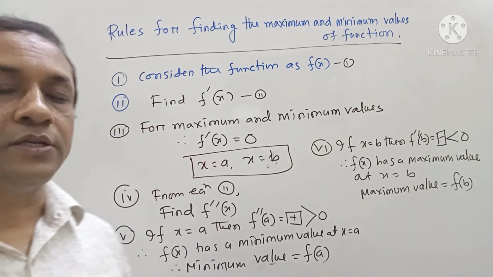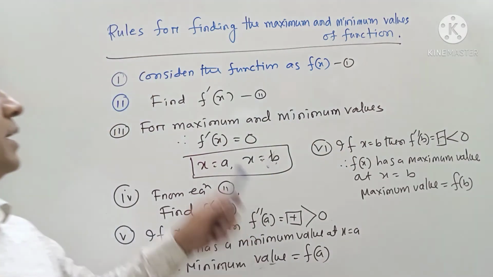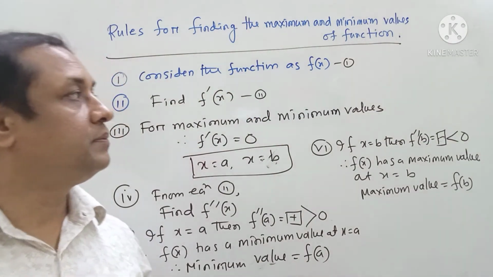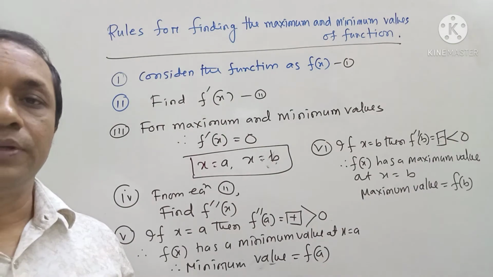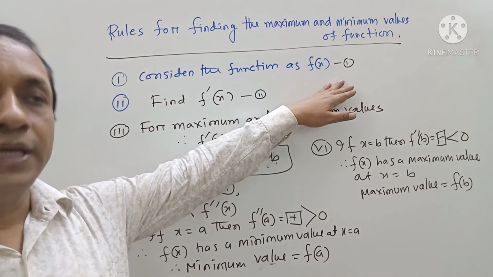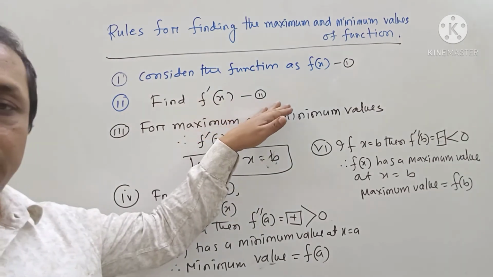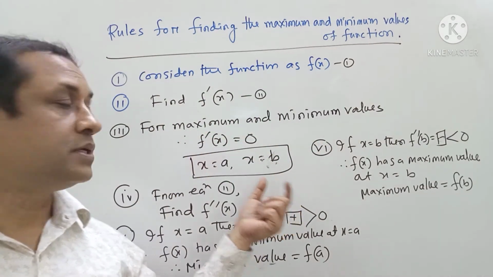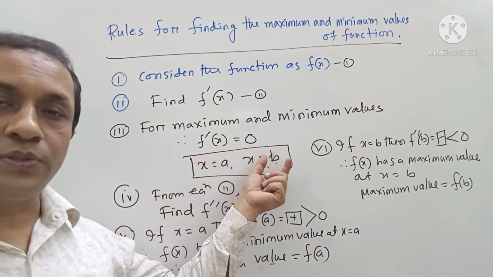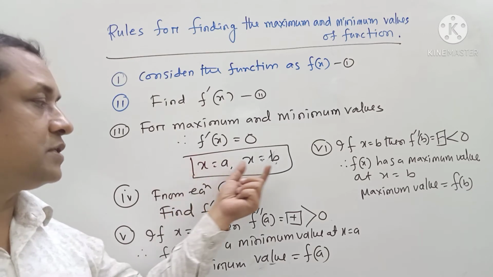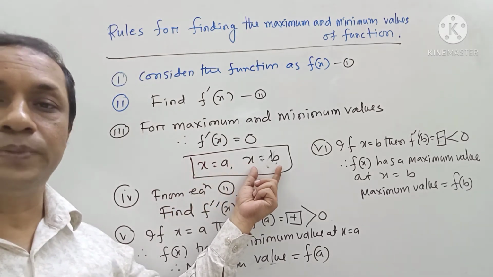I say again student, rules for finding the maximum and minimum values of a function. Condition number 1, consider the function as f of x. Number 2, find f prime x. Number 3, for maximum and minimum values, f prime x equals 0. Then find the value of x. Let the value of x equal a and the value of x equal b.